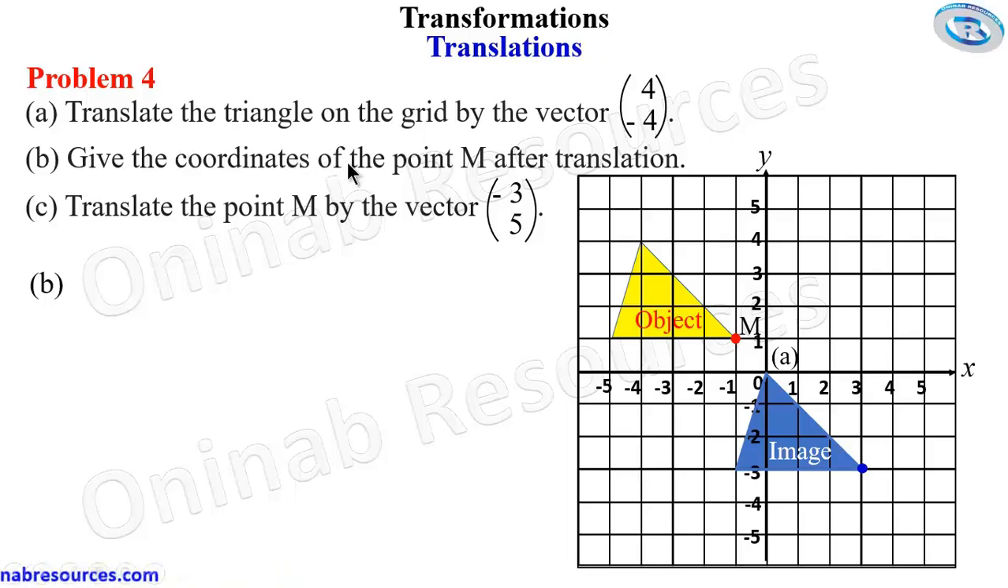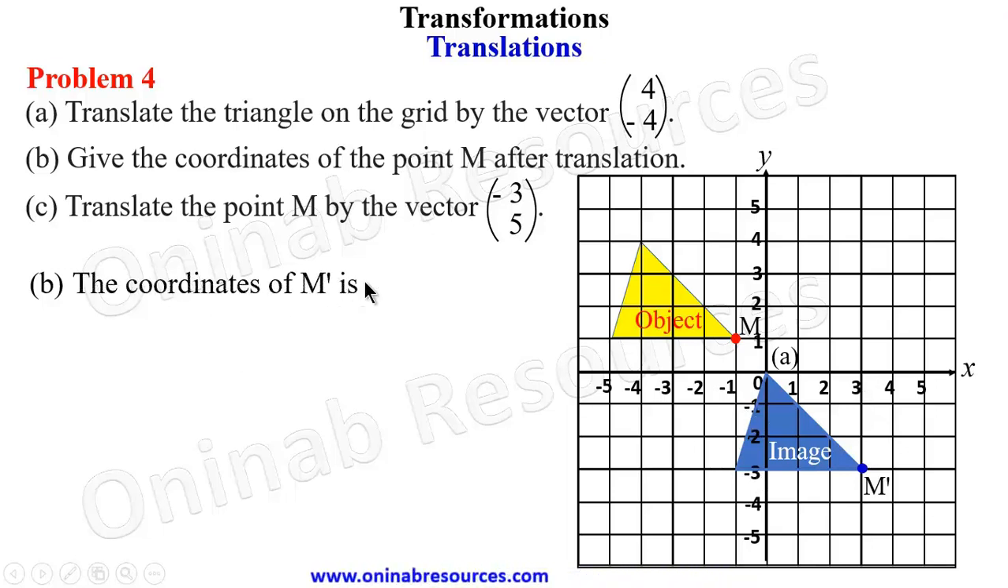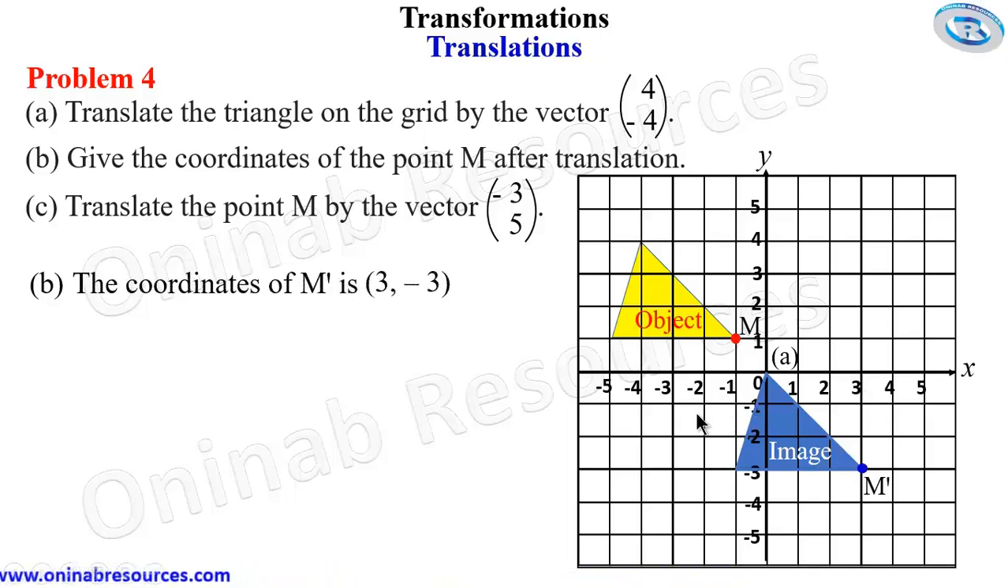For B, give the coordinates of the point M after translation. So on our image, we have used this point M as our point of reference for the translation, and we saw it here. So we are going to name that point as M prime. So that is the image of point M after translation. So on the x-axis here, the point is on 3, and on the y-axis it is negative 3. So the coordinates is 3, negative 3. That is that for B. Then we go to C.